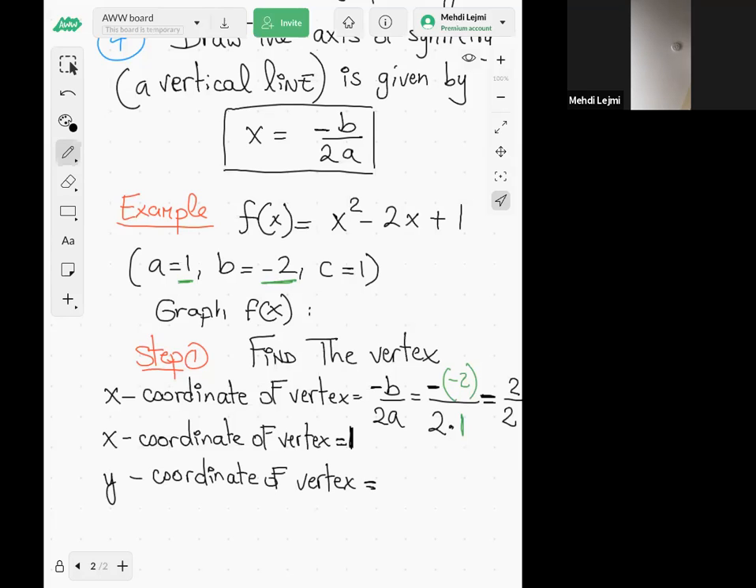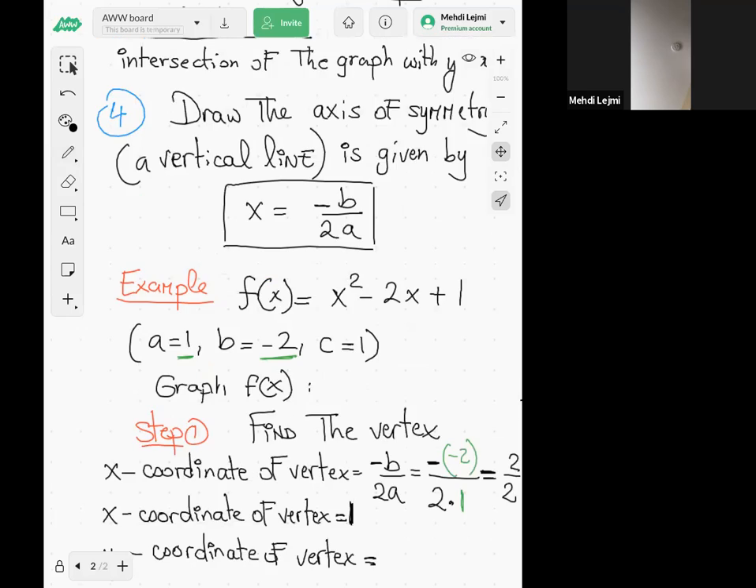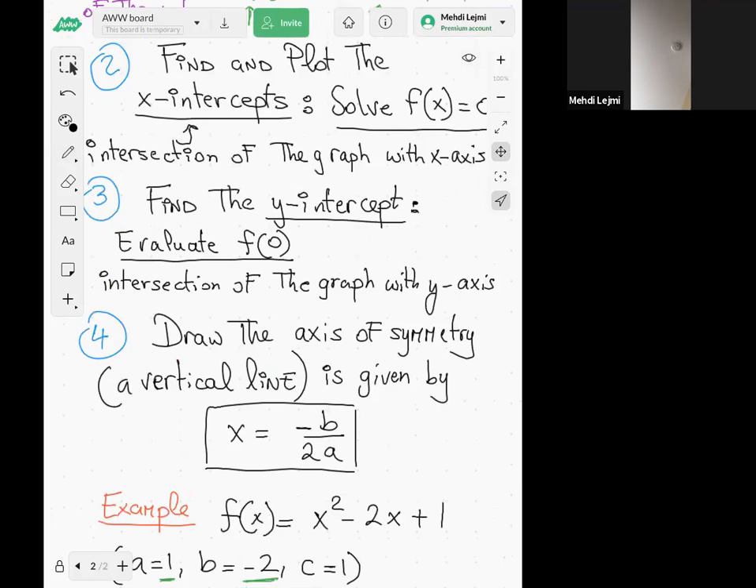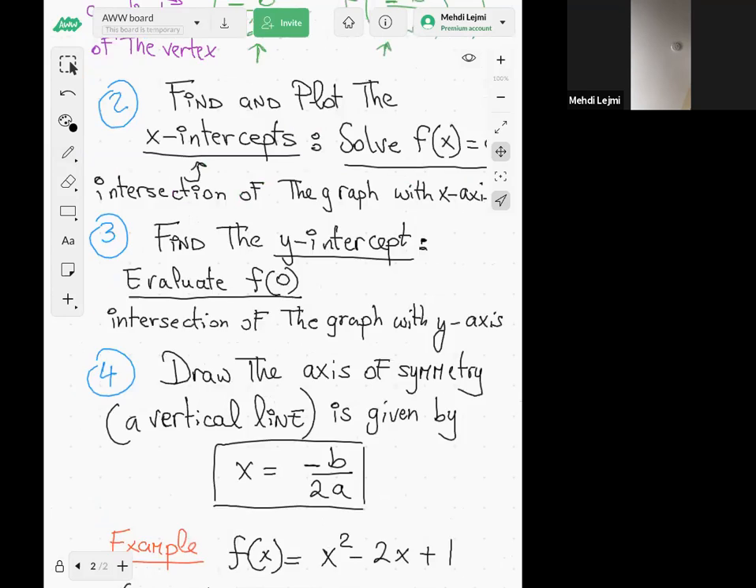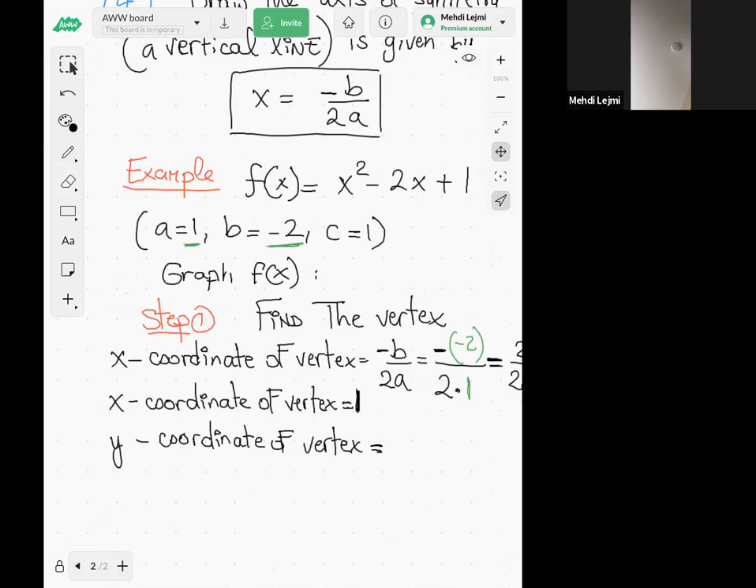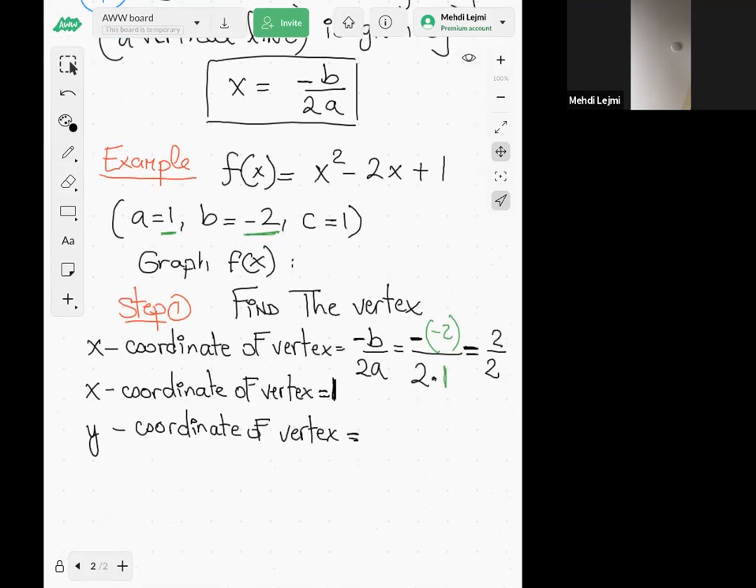Well, it's just f of the x coordinate, so f of minus b over 2a. We said it's positive 1, since it's 2 over 2, so it's positive 1. So it's f of 1.